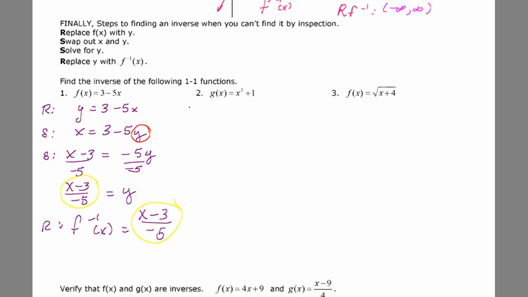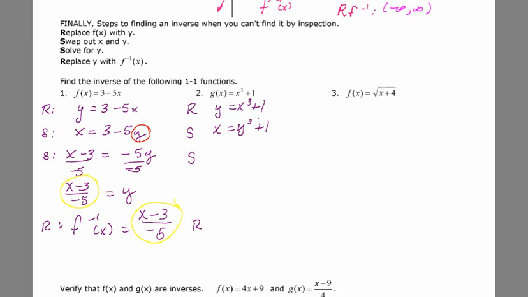So let's do it for number 2. R, S, S, and then R. So let's replace g of x with the letter y. Let's swap out x's and y's. Notice I don't swap any of the numbers, I just do x's and y's. And let's solve for y.